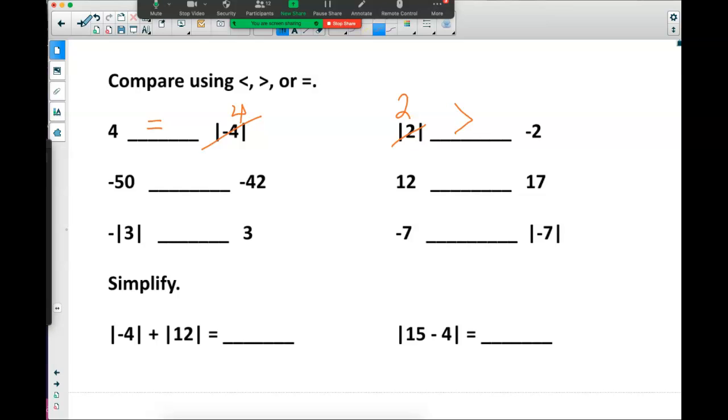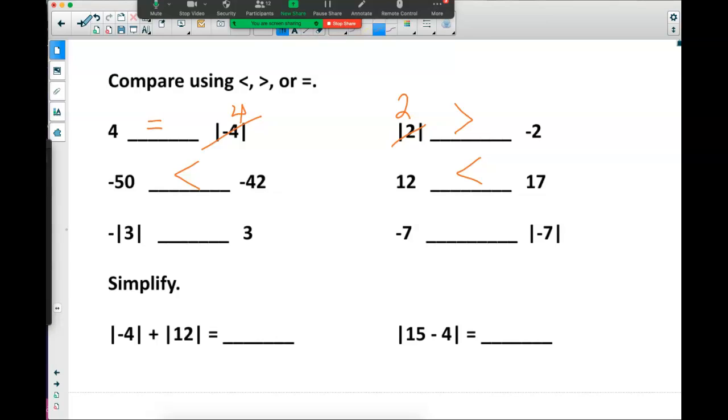How about negative 50 and negative 42? Which one's bigger? Tell me which one's bigger and then I'll know what sign to use. Is negative 50 bigger or negative 42 bigger? Negative 42. Good, so I should put a less than sign. This is the bigger number. 12 and 17, that better be an easy one. 12 is less than. Pretty easy. Okay, how about the next one?